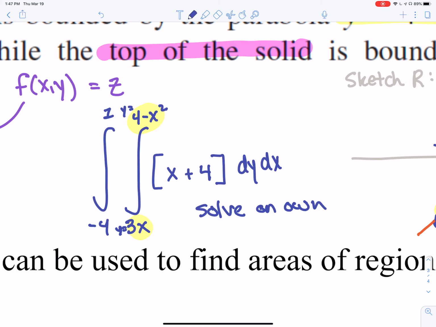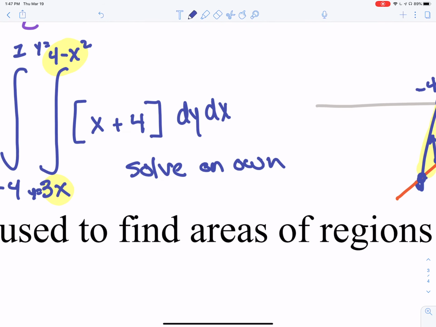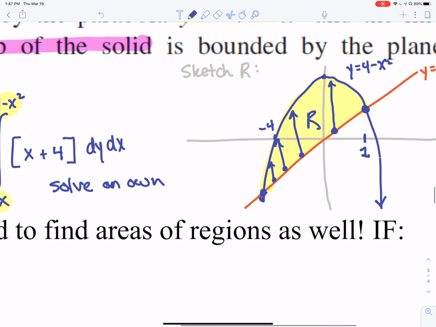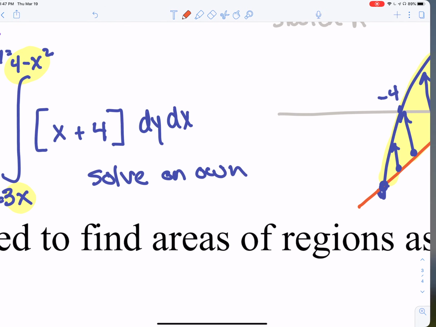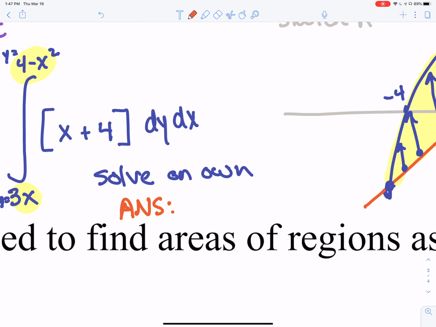But I will give you a little guidance that you should be looking for the answer. I'll put this in spicy red. So the answer will come out to be 625 over 12. So if you get that as your answer, then you know you did it right.